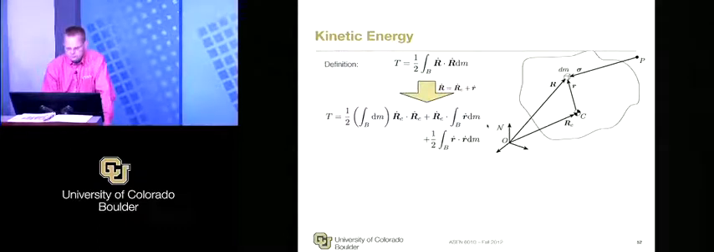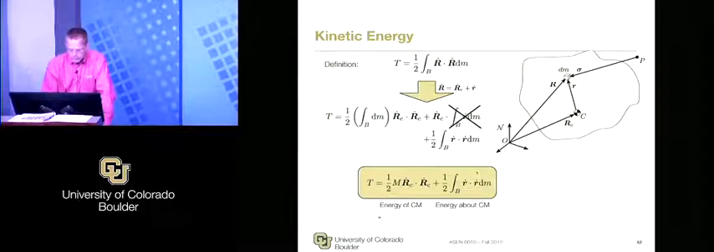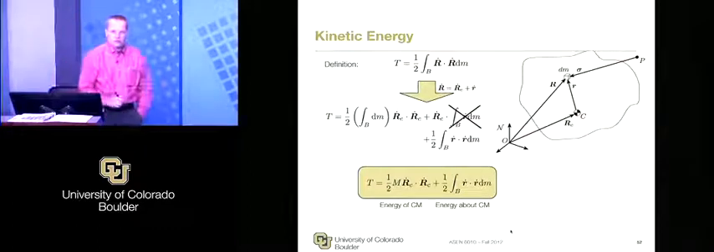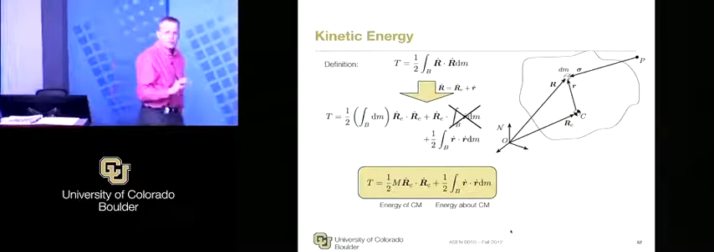Well, the body integral of r dot dm is 0. Yes, right. Because of the center of mass property, this part drops out, and that leaves you with this kinetic energy expression. This is for a continuum now. We haven't frozen it or made it rigid.